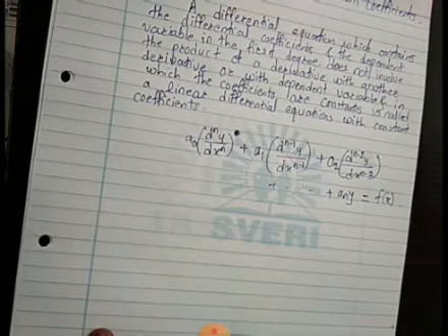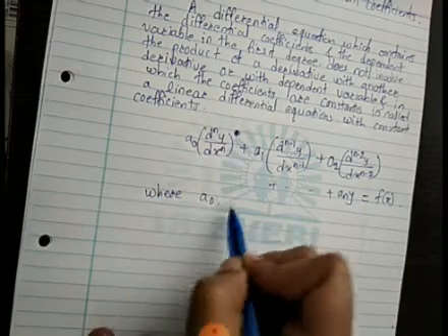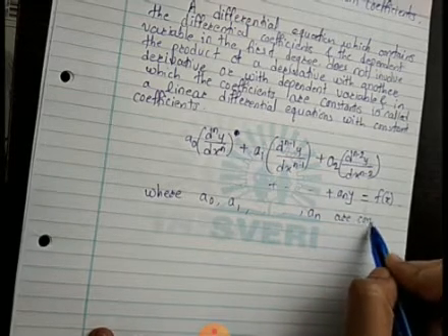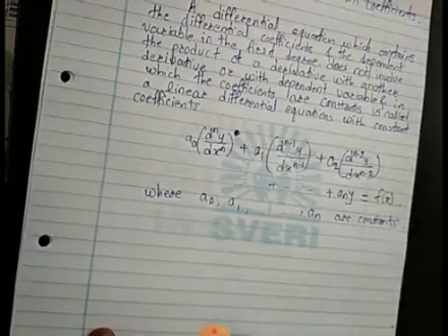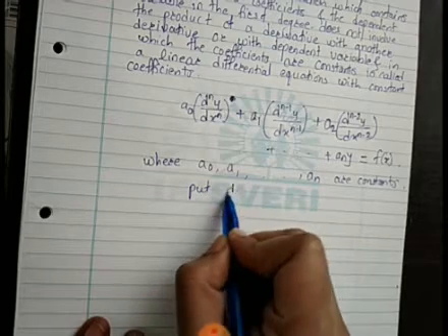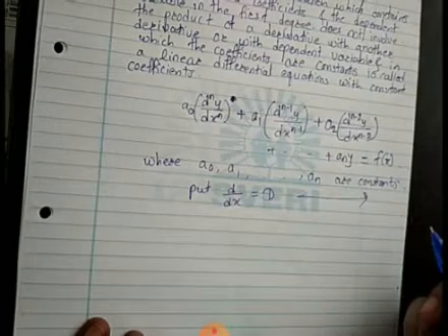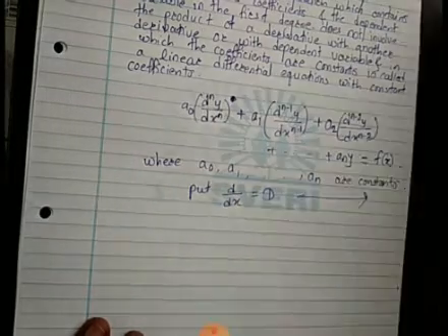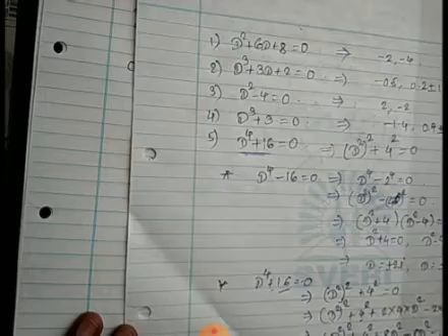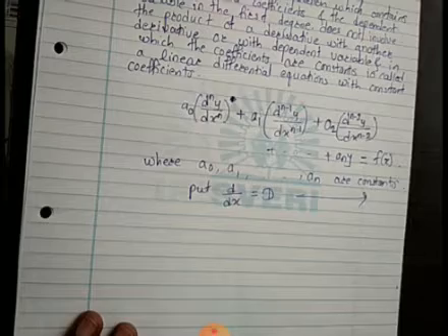Here we have to note that a naught, a1, up to an, these are all constants, right? And then to solve such equations, we have to put d by dx as capital D throughout your unit. So what will be your D? That D which we were using till now, that capital D, is nothing but the derivative term in your equation. If it is d by dx, then d by dx. If it is d by dt, then d by dt.